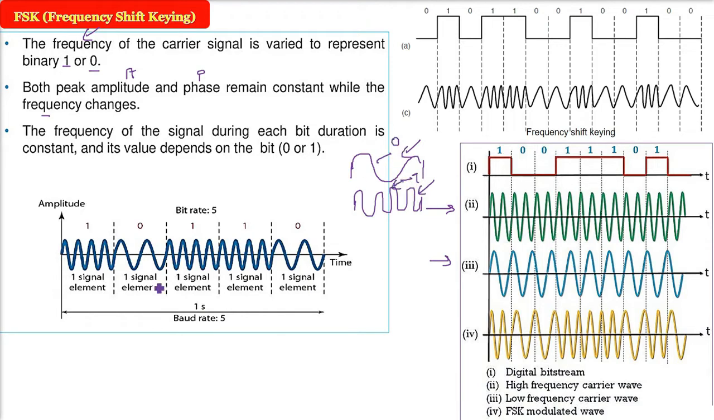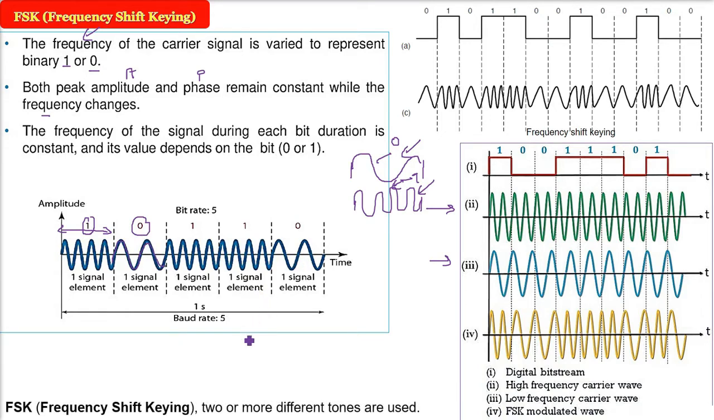Now see here, the amplitude and phase are not changed, but when you have a 1, the frequency is higher, the number of oscillations or the number of waves is higher. So all these higher frequencies will represent a 1, but when it comes to 0, the frequency is less. It will represent a 0. So in frequency shift keying, 2 or more different tones are used. You can also say frequencies or tones.